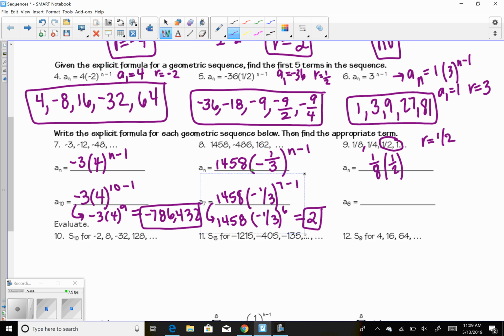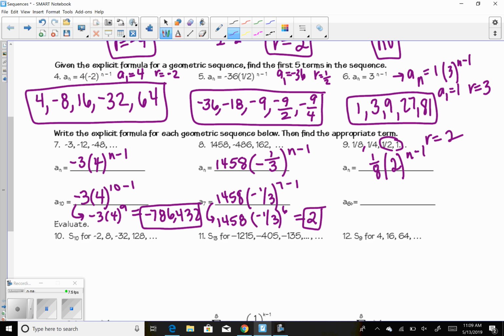Oh, I'm sorry, I did that wrong. Not 1/2, that would make it get smaller, but they're getting bigger, right? Because the numbers are getting bigger, you have to multiply by a whole number. So it's times 2. 1/8 times 2 to the n minus 1 power.